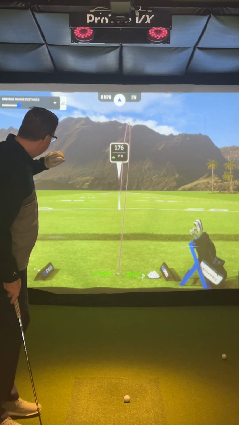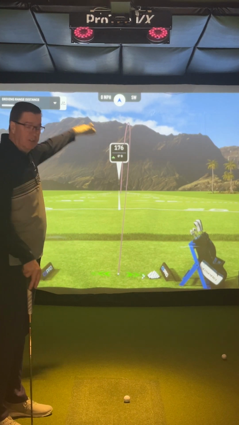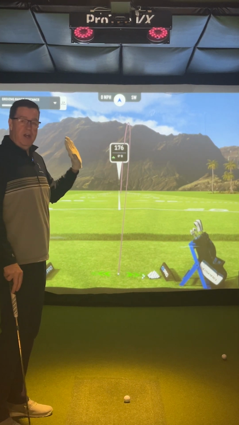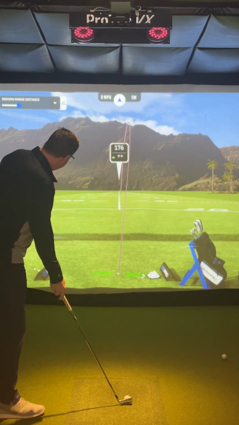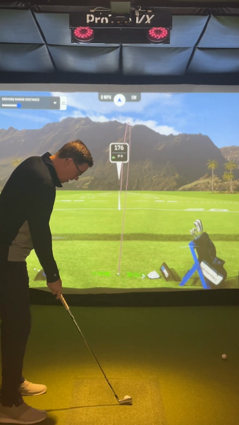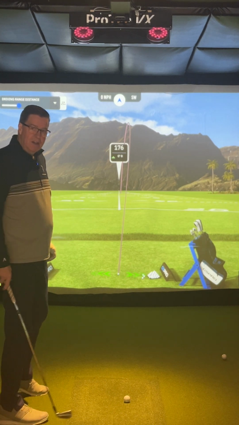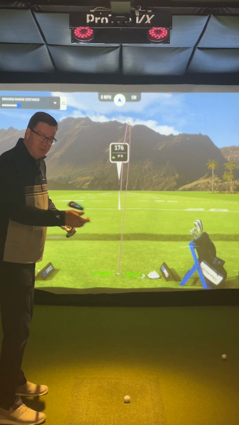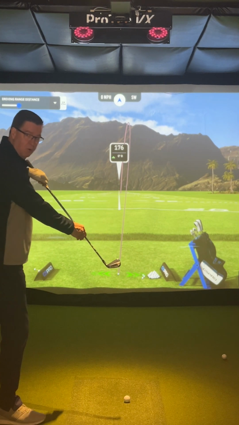I want my ball to be sent slightly left of target, so when it fades, it falls back to the target, not starting right and going farther away. So I have to point my face slightly left of target, and then I'm going to align my feet a little bit farther left than that, so that my swing path, which follows my feet, will be moving farther left than the club face was pointed.